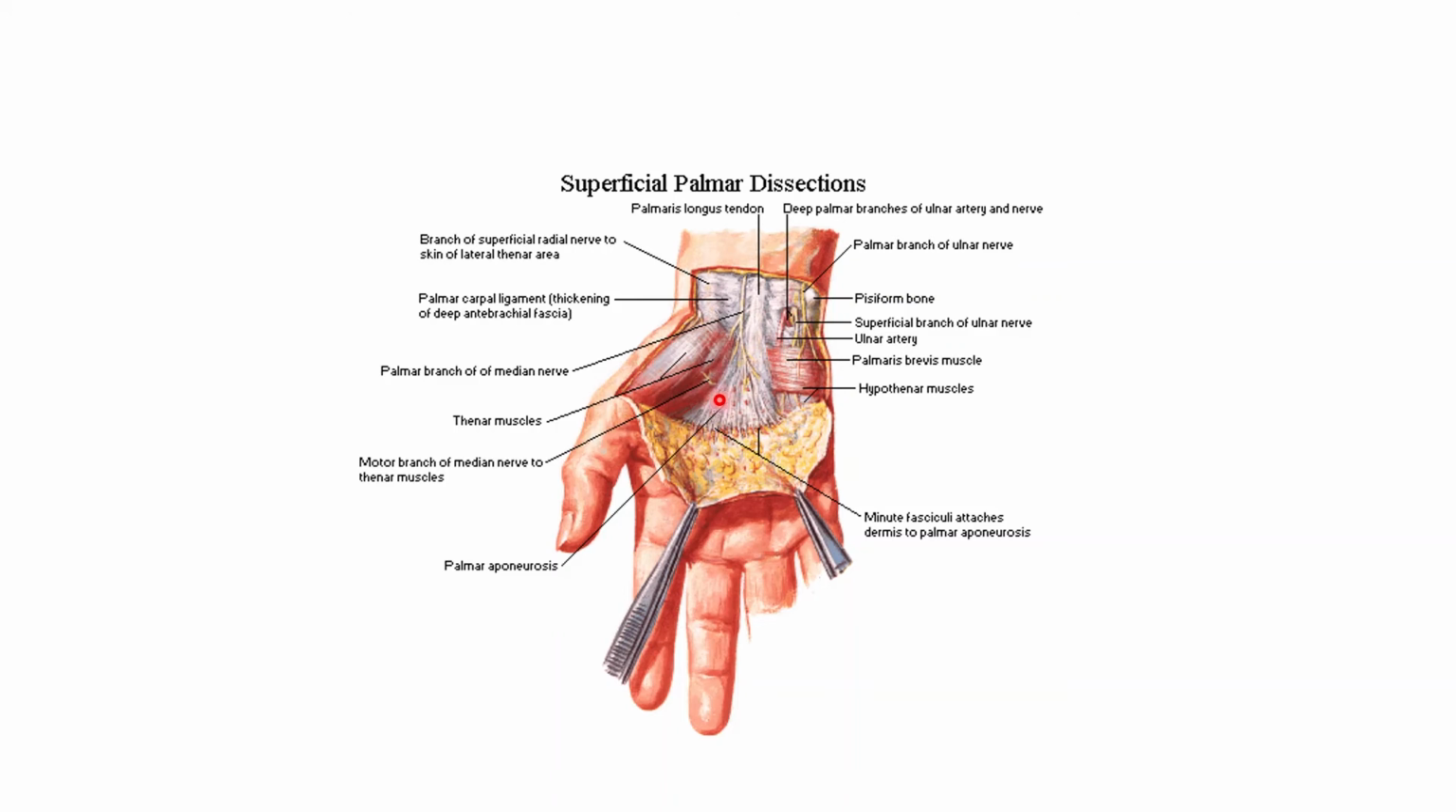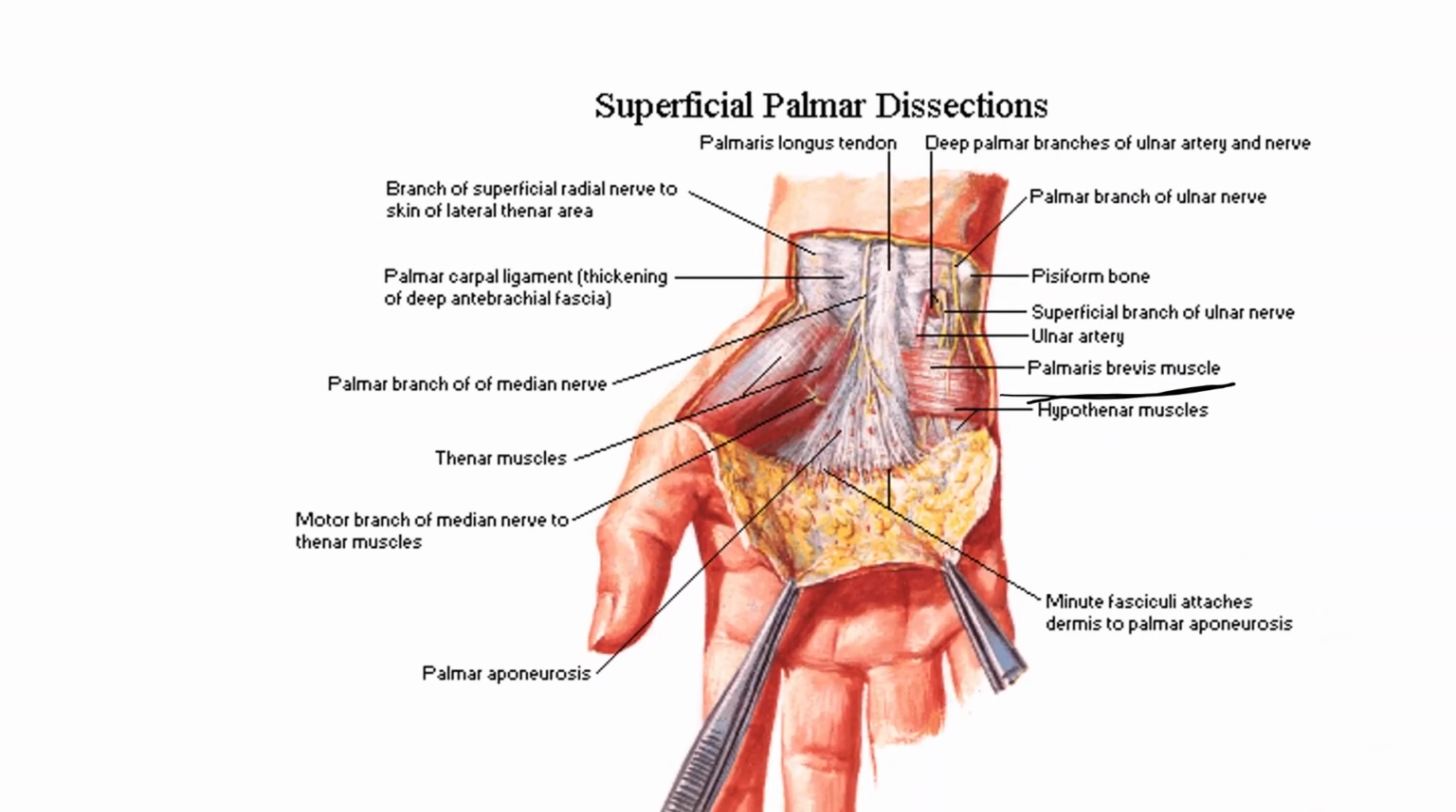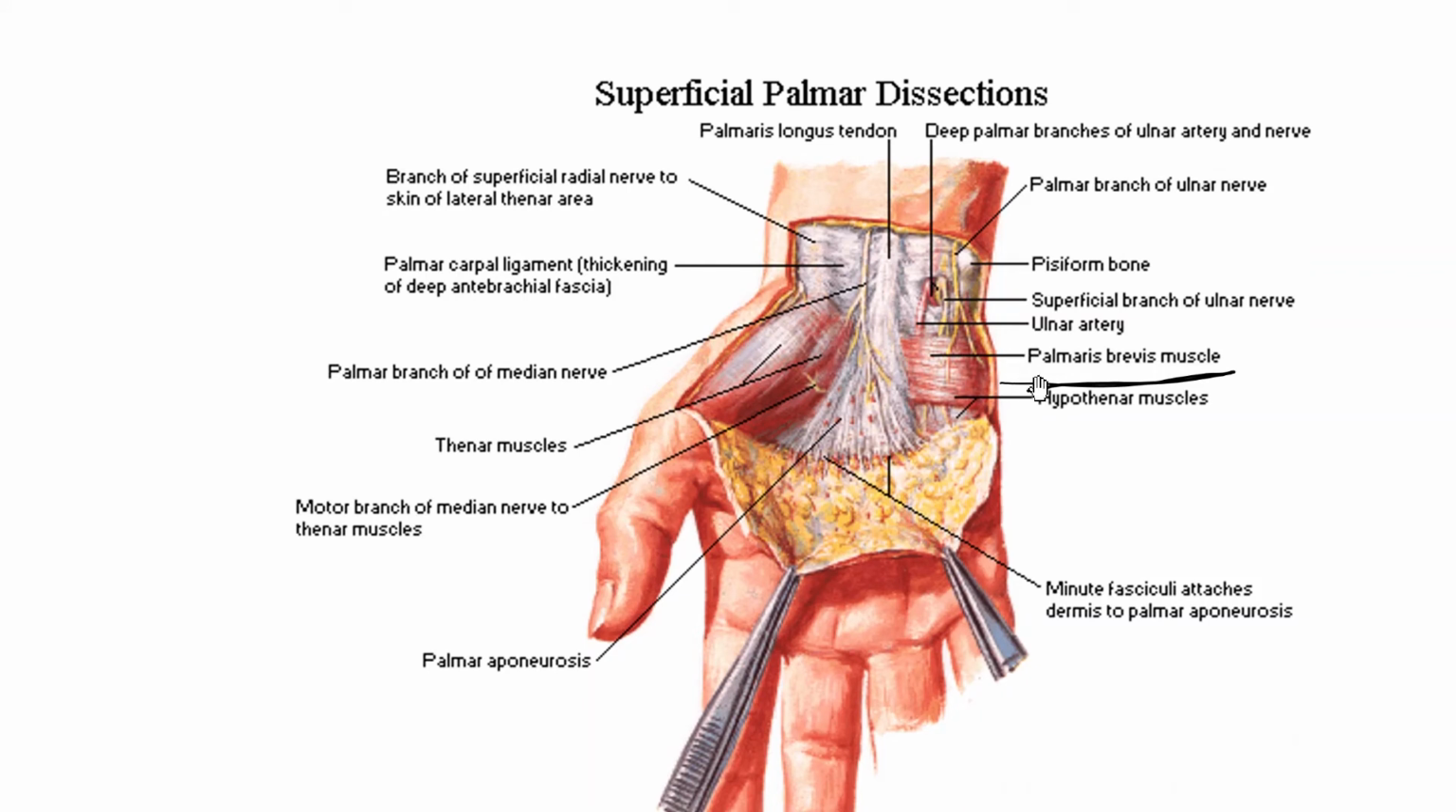Now here is your palmar aponeurosis. What we see here, the fibers which are running horizontally or transversely, make up the subcutaneous muscle, that is the palmaris brevis. This palmaris brevis takes its origin from the palmar aponeurosis and is inserted onto the dermis of the skin along its ulnar border. So this is about the muscle palmaris brevis.